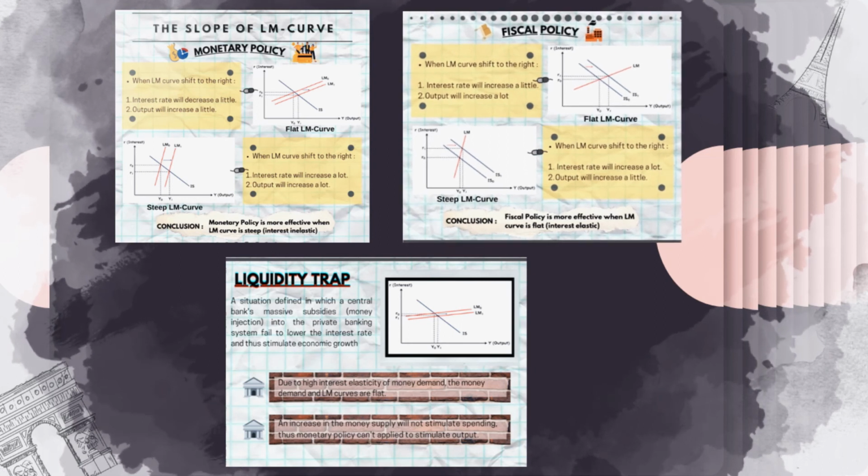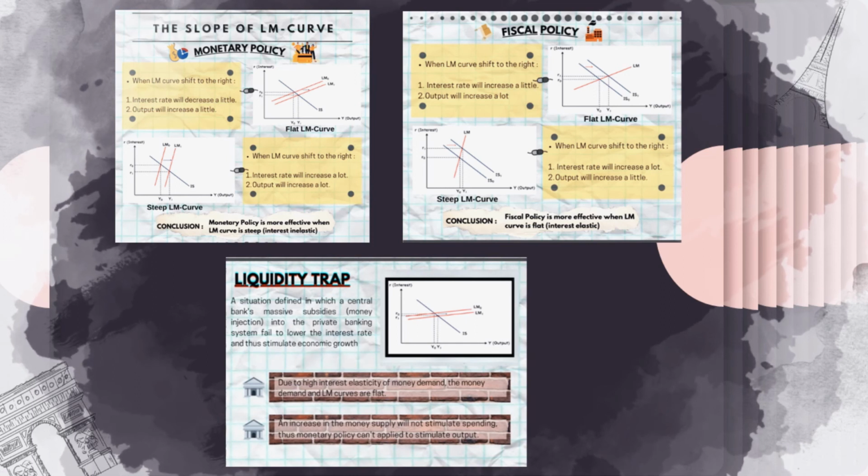For fiscal policy, for the flat LM curve, when the IS curve shifts to the right, the interest rate will increase a little, but output will increase a lot. And for the steep LM curve, when the IS curve shifts to the right, the interest rate will increase a lot, and the output only increases a little. So here the conclusion is fiscal policy is more effective when the LM curve is flat, where the interest rate is elastic.